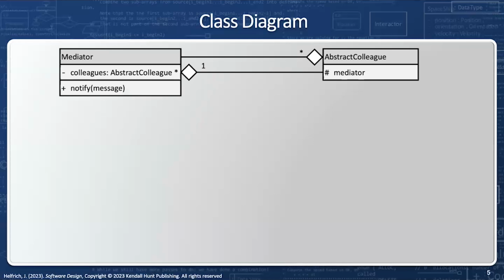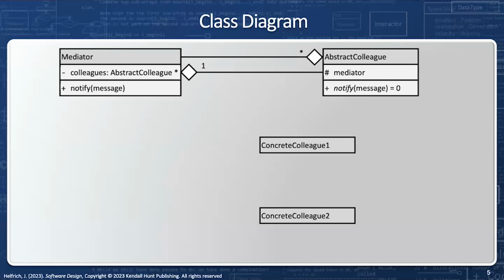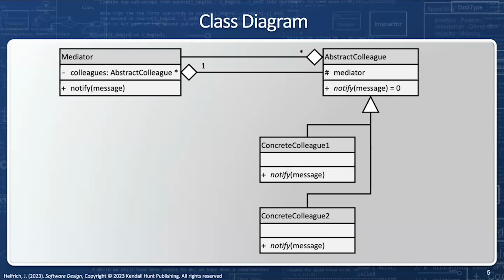If I want to send a message to the colleague, I will call the mediator : notify and send a message. And this will send a message to notify of the abstract colleague. Now notice this is a pure virtual function, which makes this an abstract class, and that's why it's called an abstract colleague. Well, if I have a pure virtual function, that means I must have a concrete colleague, in this case, colleague 1 and colleague 2. And these will all be related to abstract colleague through inheritance. And each of the colleagues will implement my notify message.